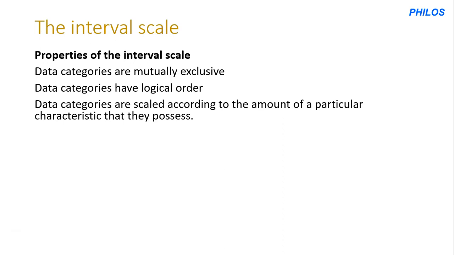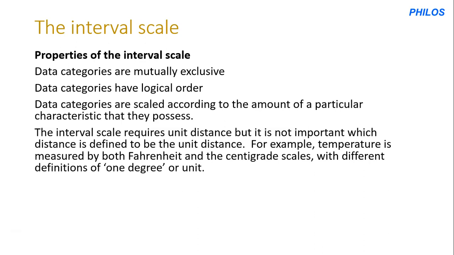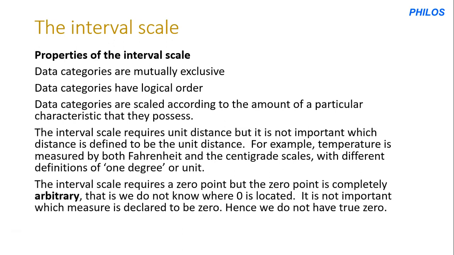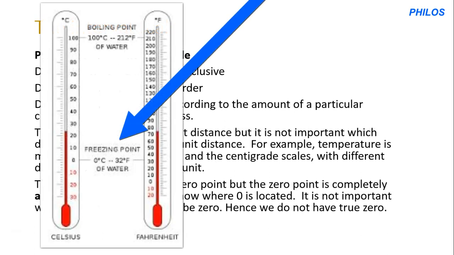Data categories are scaled according to the amount of a particular characteristic that they possess. And then the interval scale requires unit distance, but it is not important which distance is defined to be the unit distance. Another property of this is that it has no true zero. For instance, when you have a temperature of 0 degrees, it does not mean an absolute zero. No, it means that the temperature is very low.